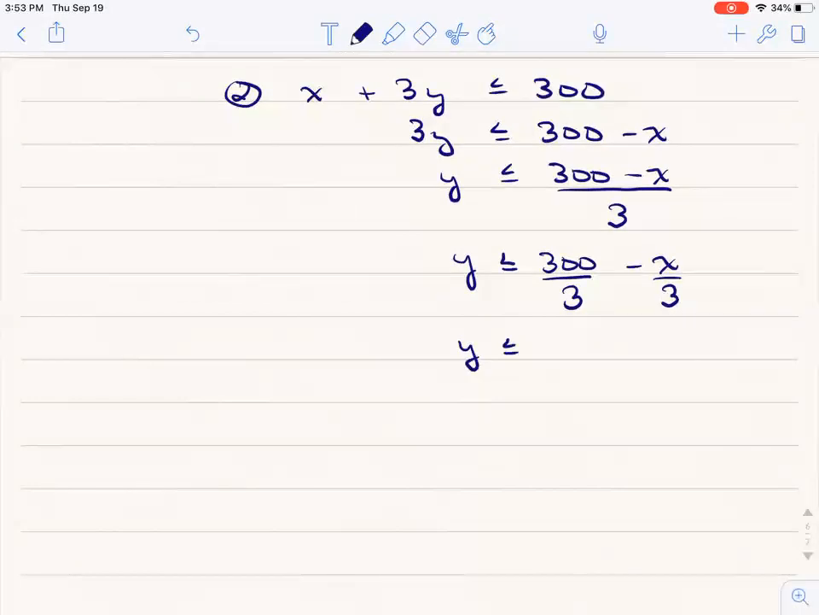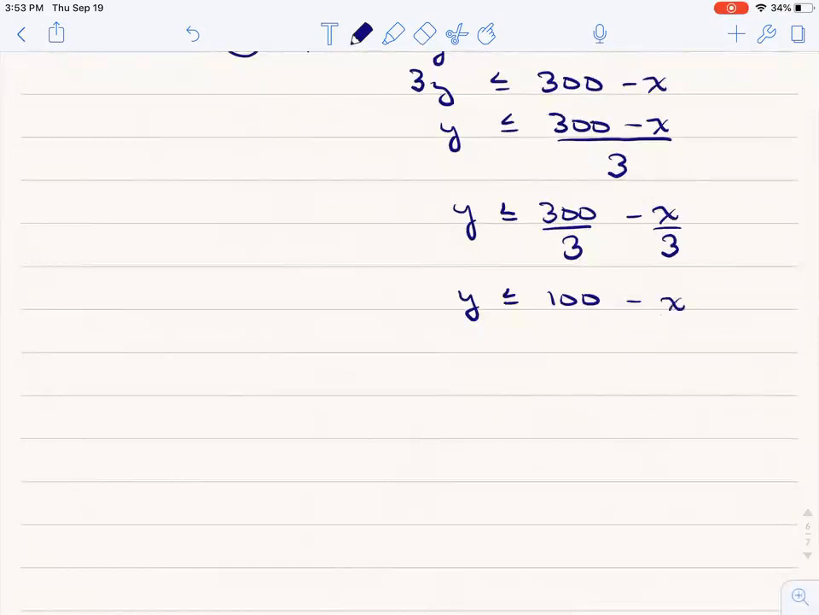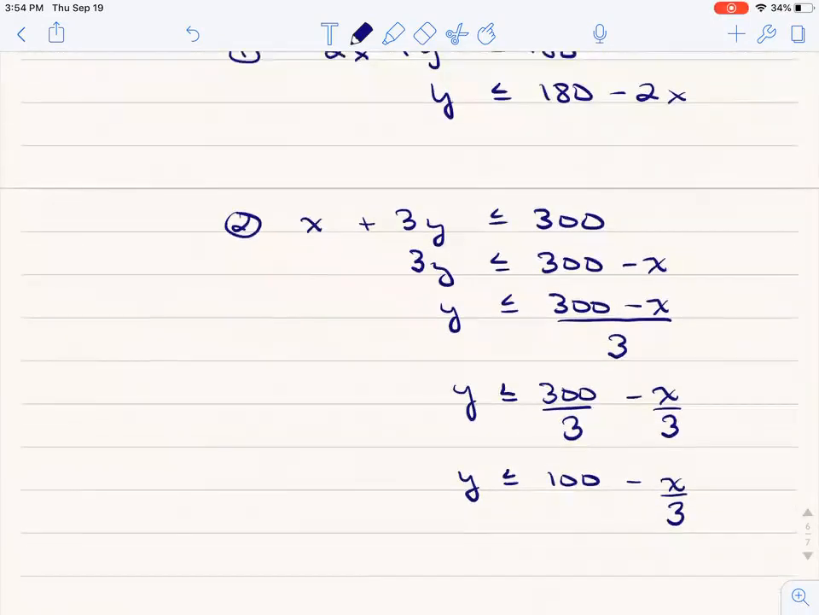So y is less than or equal to, I can rewrite this as 100, but the x over 3 has to stay x over 3, right? Or 1 over 3 times x, technically. Okay. So now they're in the form y equals mx plus b. I know now that y has to be less than each of these lines, so I'm always going to be below these lines.